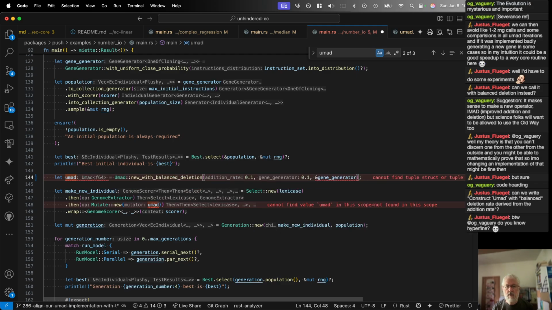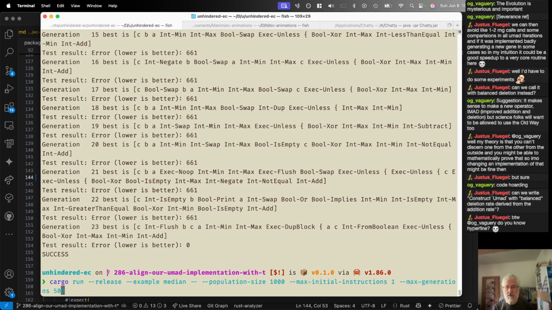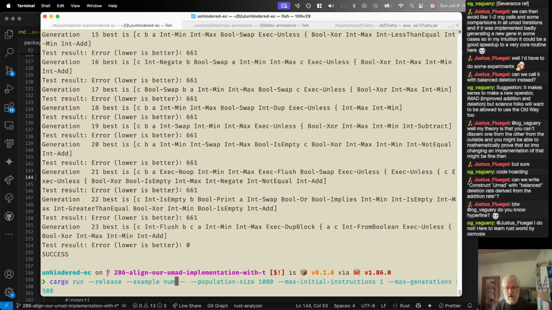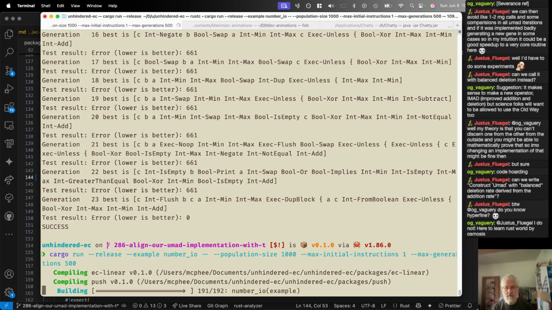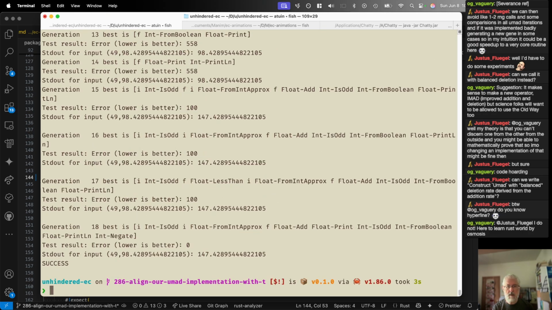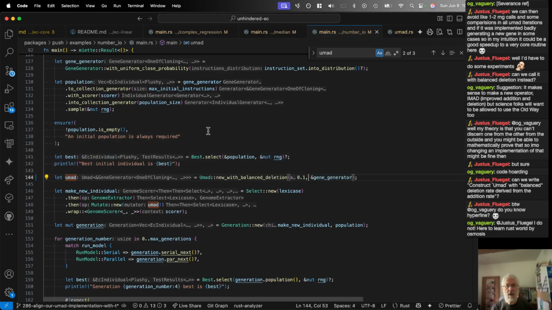With balance deletion. There we go. And so this is number IO. Make sure it works. Go this way. Number IO. I don't remember, is it dash? I think it's underscore. I think maybe it doesn't matter. And we win, which is not surprising because that was a very easy problem.